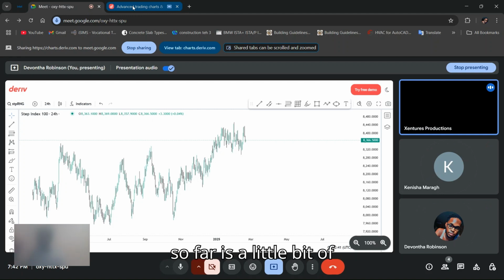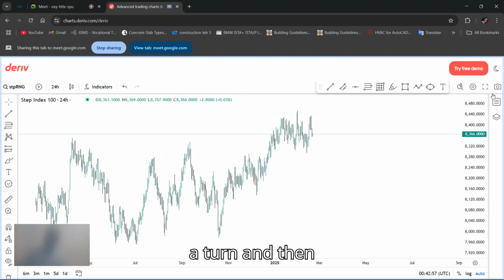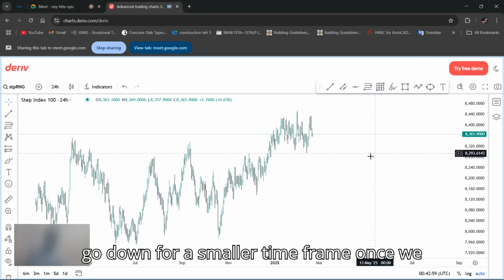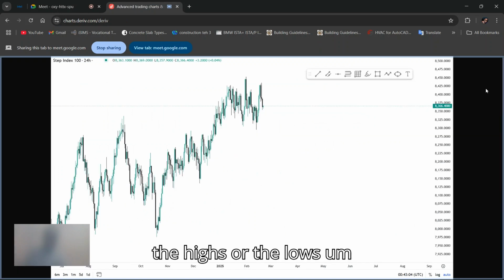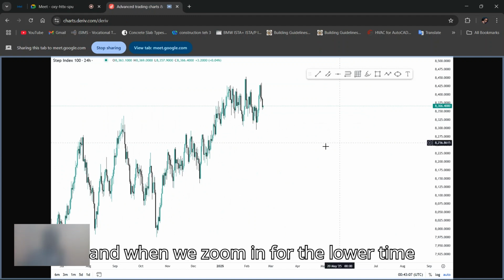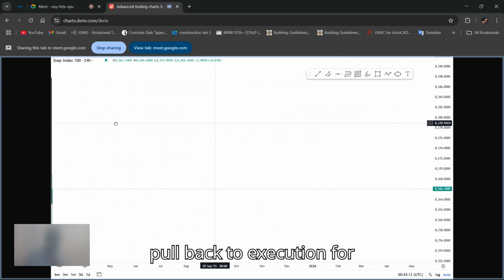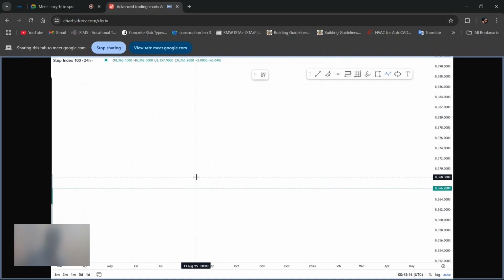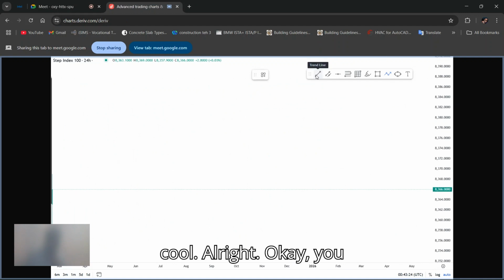Alright. So what I do so far is a little bit of Power of 3 from the daily, then to the 4 hour, marking the highs and the lows where the market will more likely turn. And then we go down to a smaller time frame once we see the market reach the zone of the highs or the lows. When we zoom in on the lower time frame, we are looking for a market structure shift and then a pullback for execution, more likely on the 3 minute or the 1 minute time frame. All right, then cool.